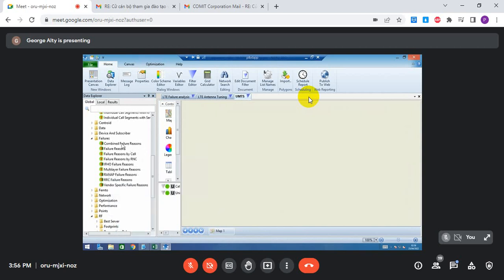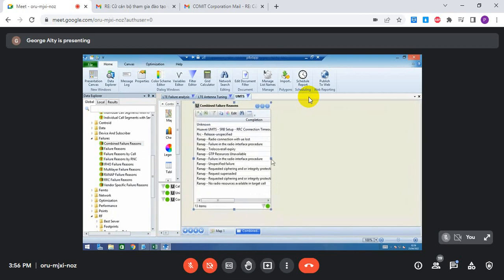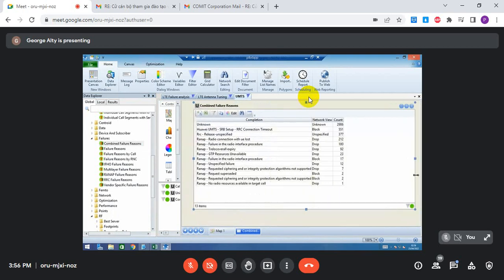You've got the combined failure reasons. So if I just roll over the top of that, that's going to give you the completion and the network view. Let me just run that for a second. Let's just see what we've got here. All right, so here we go. This is a Huawei network, by the way. I didn't actually look at this prior to doing this, but what was I saying earlier about radio connection with the UE? Remember that?